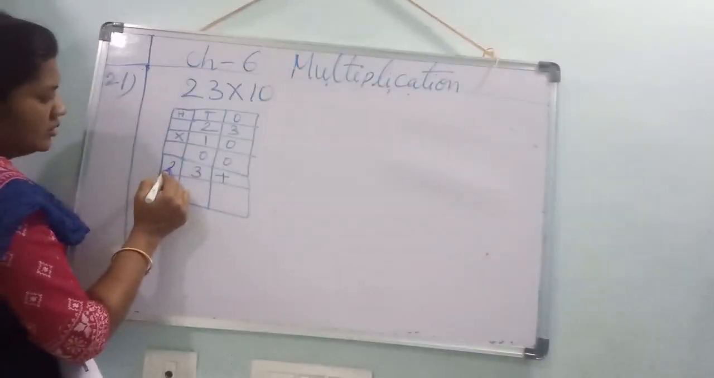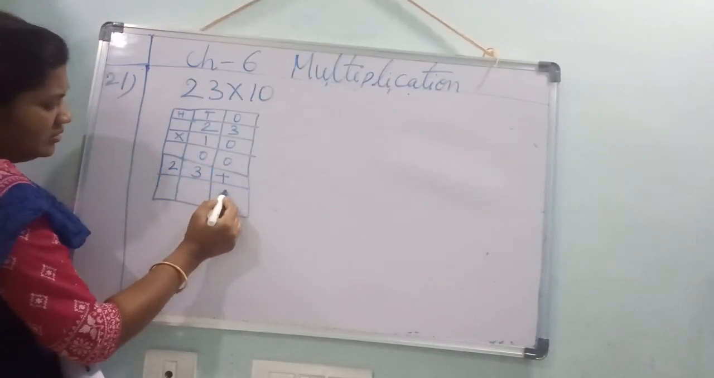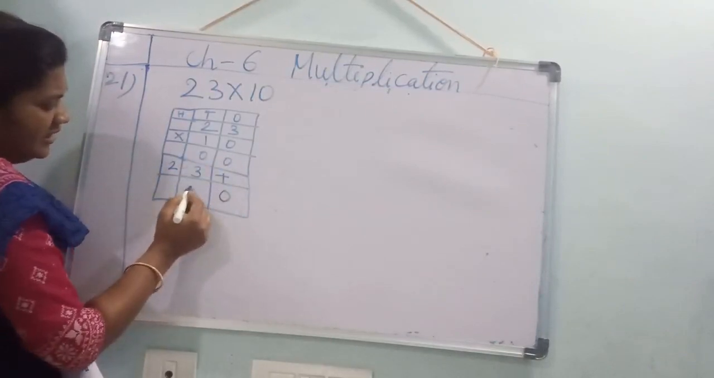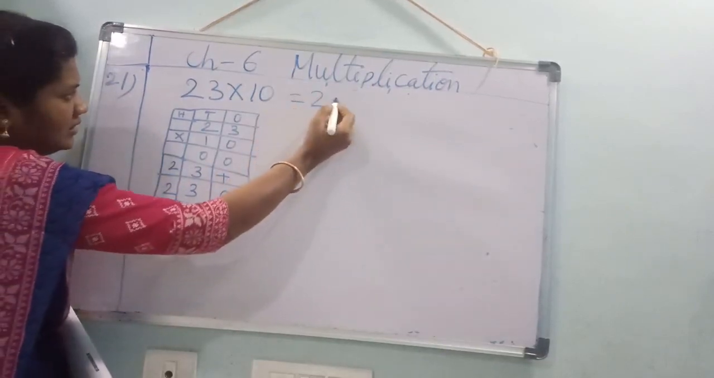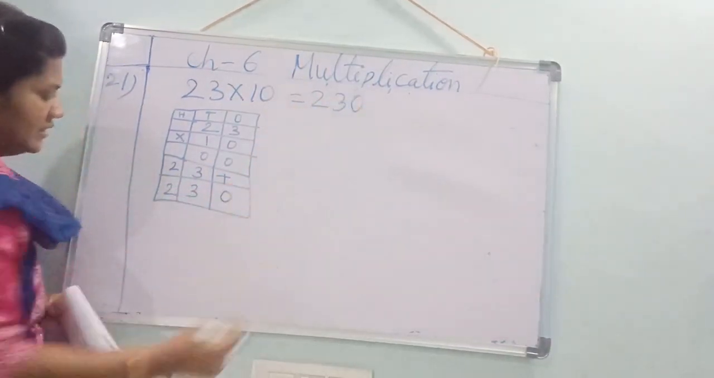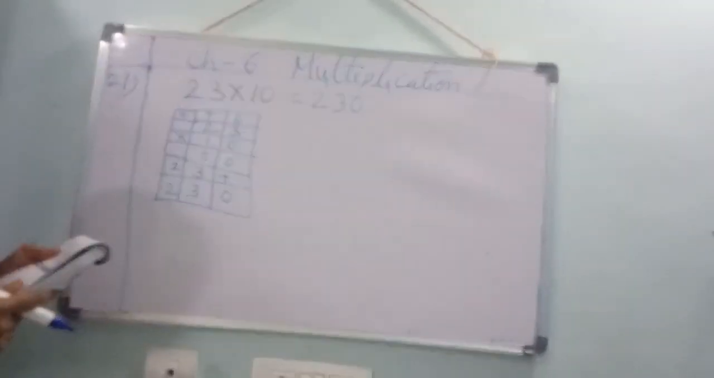See, 0 threes are 0, 0 twos are 0. Plus 1 threes are 3, 1 twos are 2. 0 plus 0, 0. 0 plus 3, 3. What is the answer? 230 is the answer. Understood?